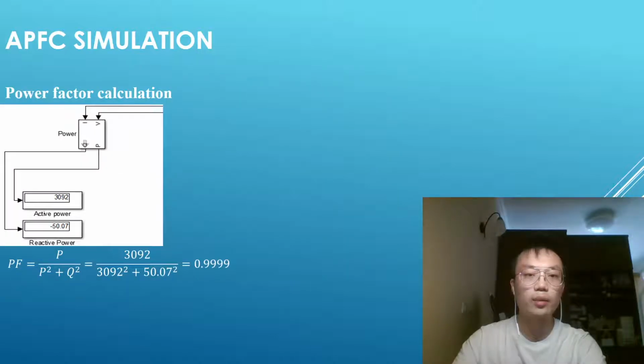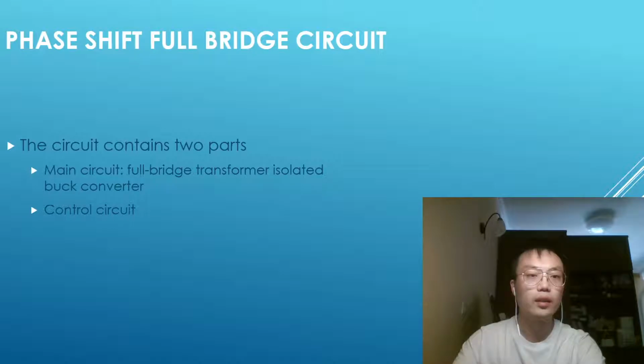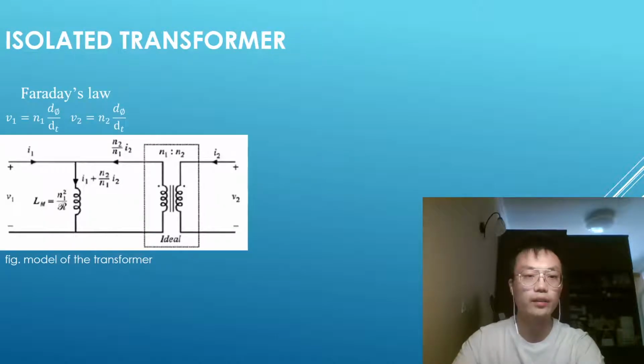When the circuit operates at steady state, the value of active power and reactive power is shown. Using the formula, we can get the PF is 0.9999, which meets the demand. The circuit of PSFB contains two parts. One is the main circuit, a full-bridge transformer isolated buck converter, and the other is a control circuit.